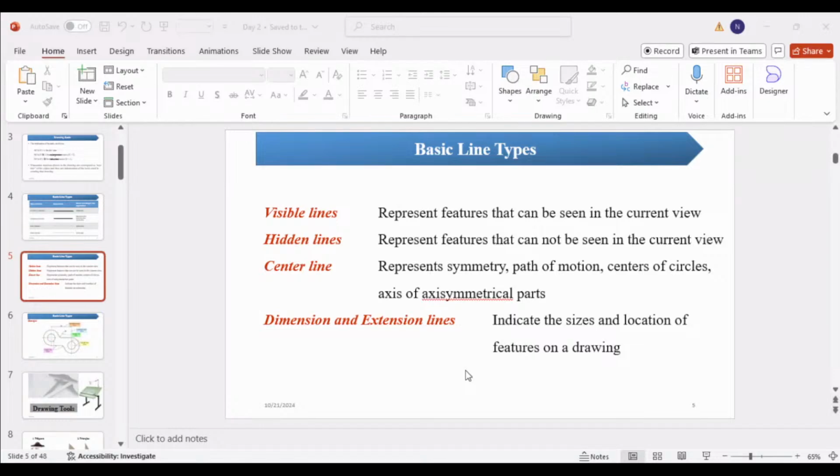Then the hidden lines represent features that cannot be seen in the current view. අපිට ඒවා ඇත්තටම පේන්නේ නැහැ. ඒ වුණාට object එක මොන වගේද කියලා තේරුම් ගන්න පුළුවන් වෙන්න තමයි අපි hidden lines අඳින්නේ. So we draw hidden lines to get a clear idea about the object, but in the practical scenario we can't see them in that view.